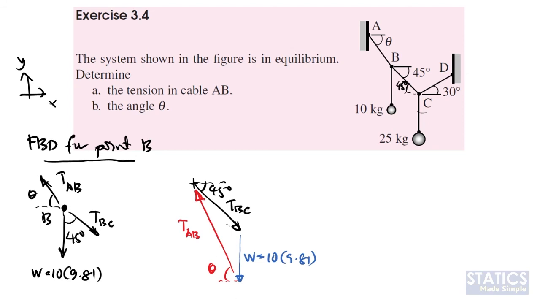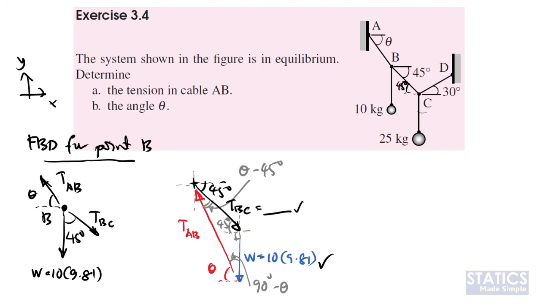Alright, once we have figured this out, the next step is to determine the angles within the triangle. Here we have 45. Here we have 90 degrees. Here we have 90 degrees minus theta. As for this angle, it is equal to theta minus 45 degrees. And we know the value of TBC. TBC is known, weight is also known. It's just a matter of finding TAB and the angle theta.